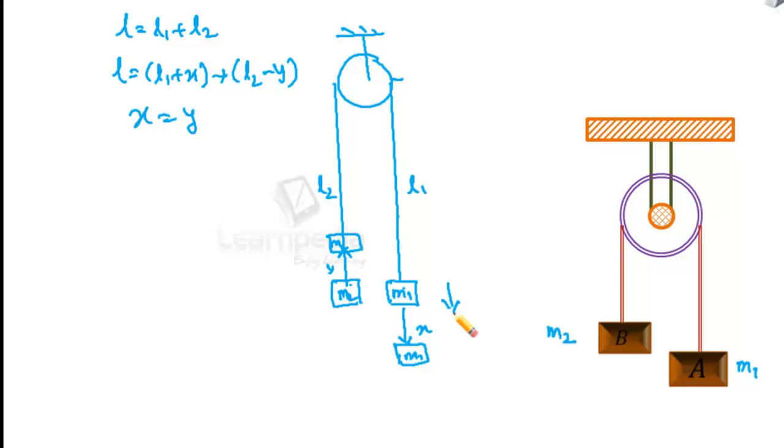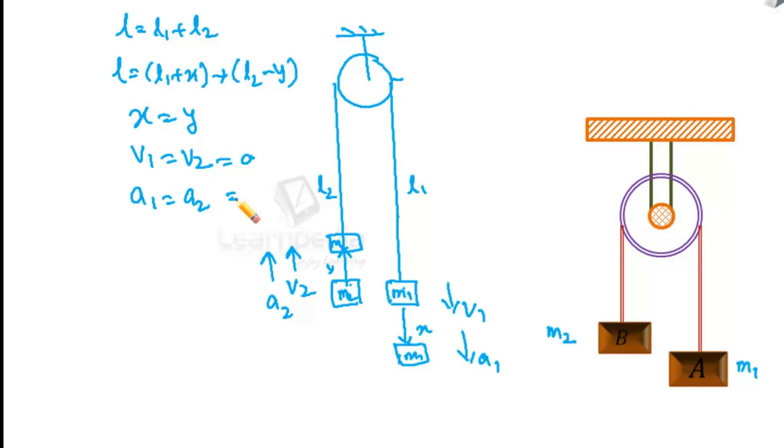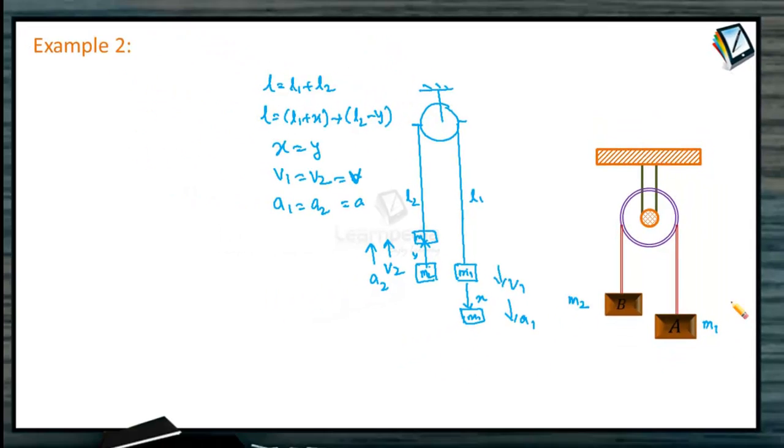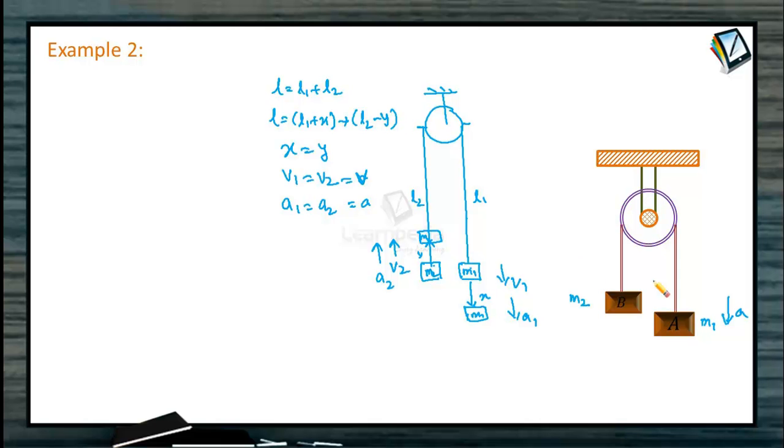Differentiating, if this velocity is V1 and this velocity is V2, we can write V1 is equal to V2. Differentiating once more, if this acceleration is A1 and this acceleration is A2, we can write A1 is equal to A2, that is equal to A. This velocity is V. So the constraint relation has proved that both the bodies will travel with the same acceleration. This will come down with acceleration A. This will move up with acceleration A.